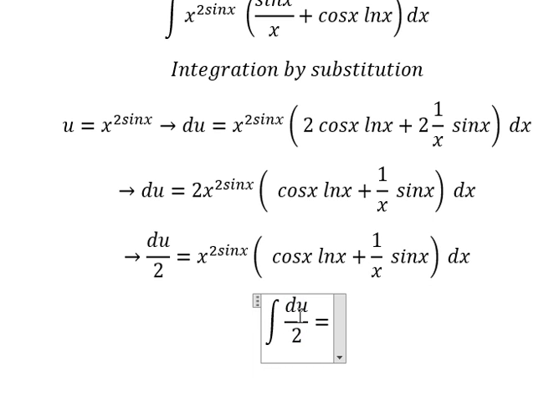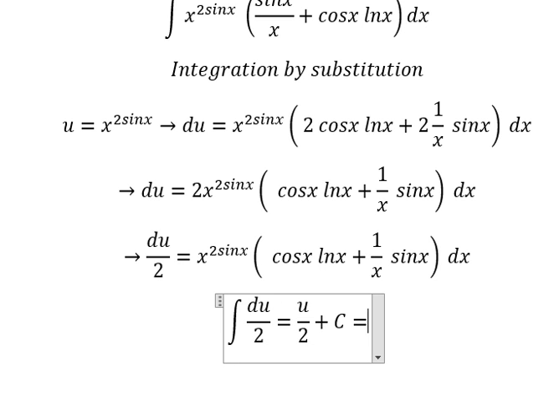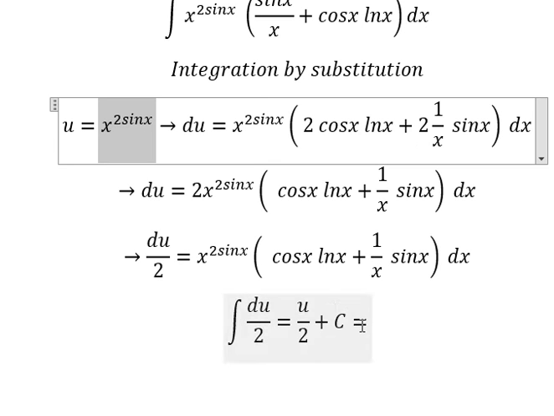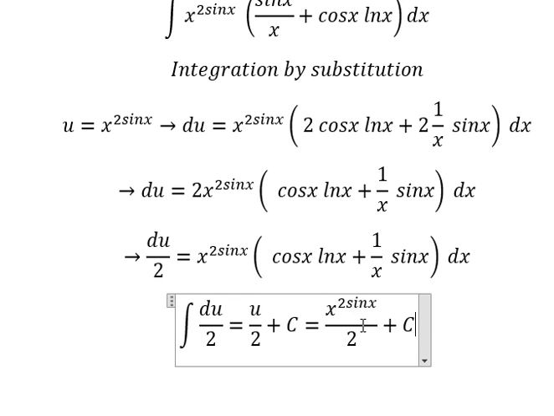The integration of u, we have u. About u, that is this one. And here is the final answer.